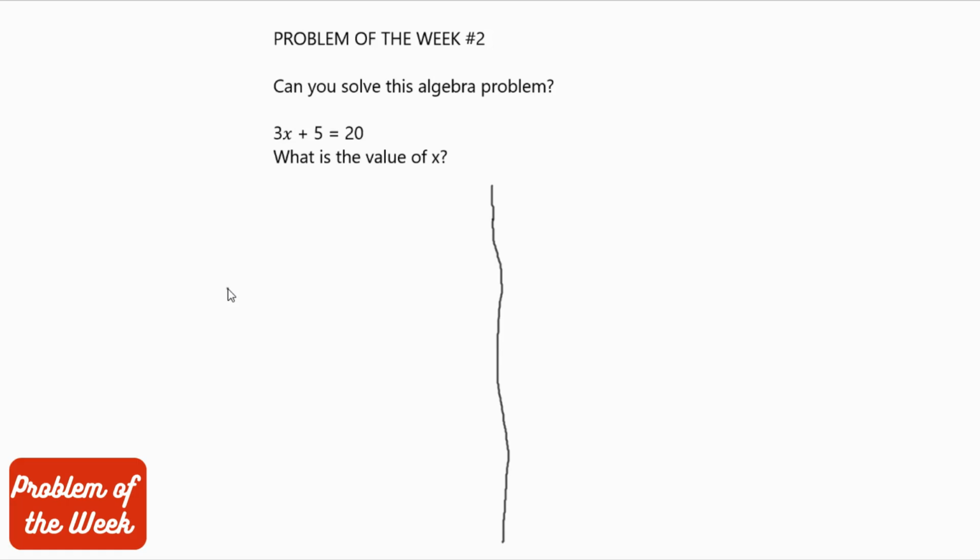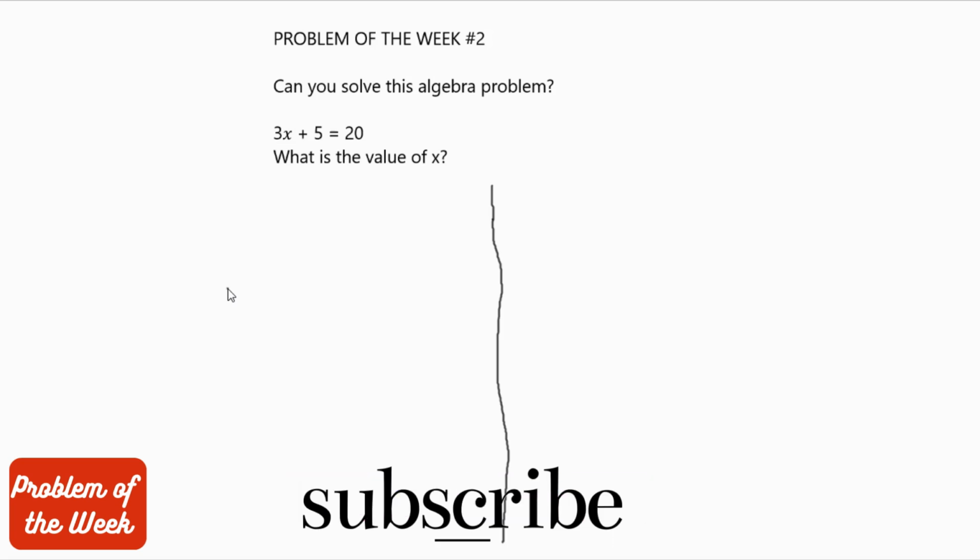Hello. Many students lose marks on simple algebra equations, just like this one. Let's see if you can solve it before I do. Pause the video and try solving it yourself.